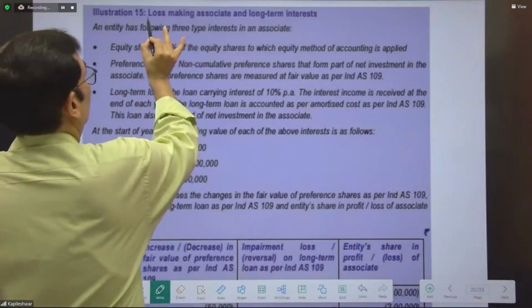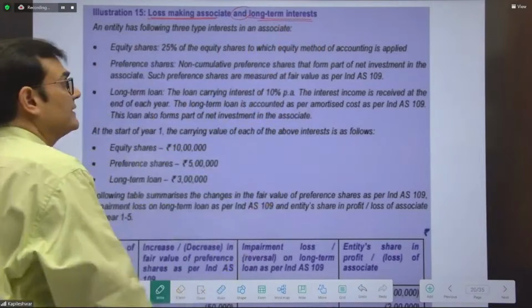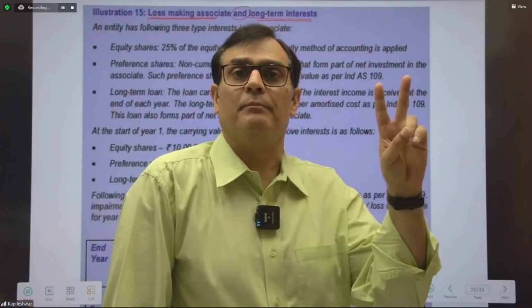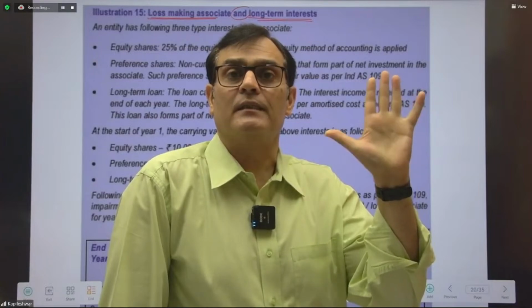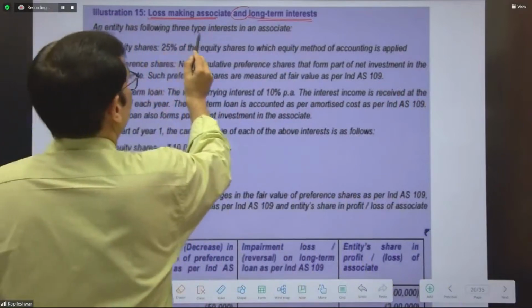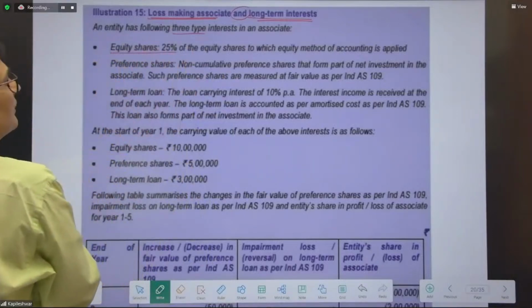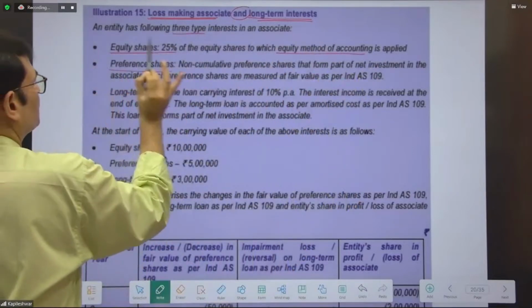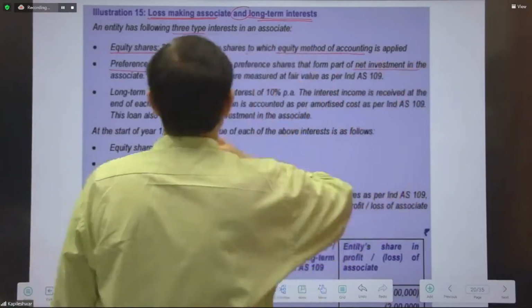Can you notice it says loss-making associate and long-term interest? As I said, the appendix to Ind AS 28 is going to trigger only when two conditions are met. You've got an associate which is a loss-making company, and you've got long-term investments other than equity. Otherwise, the appendix cannot trigger. Entity A has the following three types of interest in the associate. You've got equity shares, 25%, to which the equity method of accounting is applied. You've got preference shares, which are non-cumulative, and they form part of the net investment in the associate.